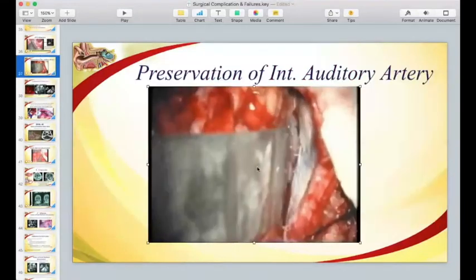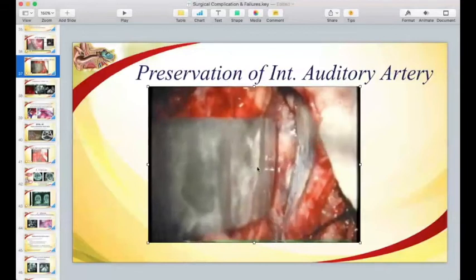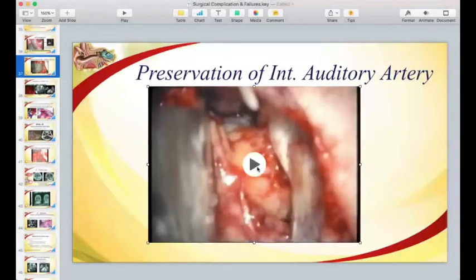there's another case where the cerebellum is gently retracted, and you come to the tumor, and the very first thing you see is this huge artery, the internal auditory artery. That's an artery which supplies the 7th and 8th nerves. So my tumor is lying all behind it, and that's the real problem of keeping this artery intact and then still removing the tumor completely.